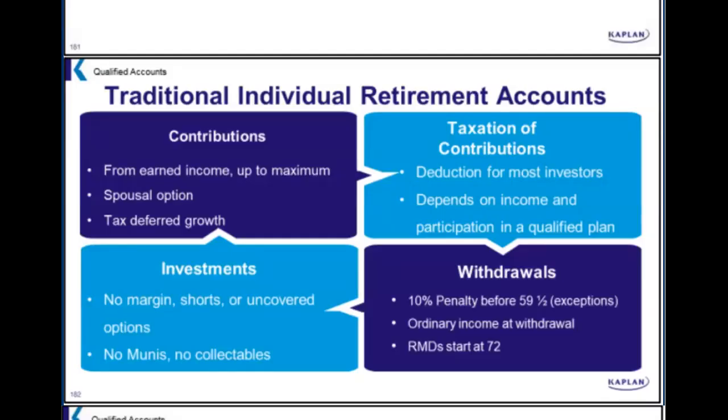All contributions to an IRA will grow tax deferred. When we contribute to a traditional IRA, for most investors, we're able to deduct that amount from our yearly taxes. The things that can cause you not to be allowed to deduct from your taxes is if you make too much income and if you're participating in a qualified plan through your employer.